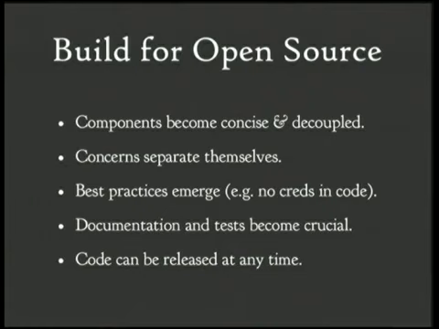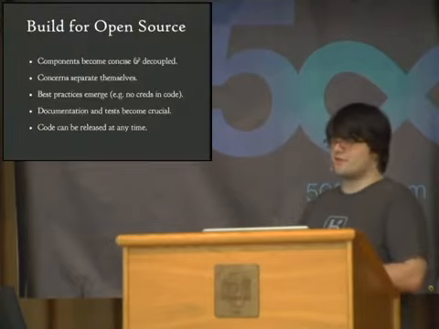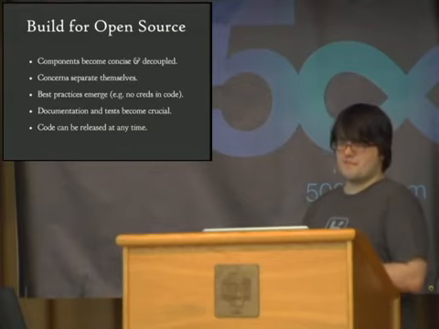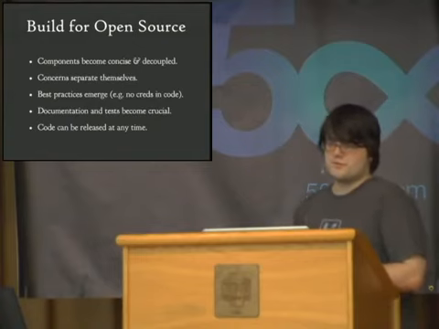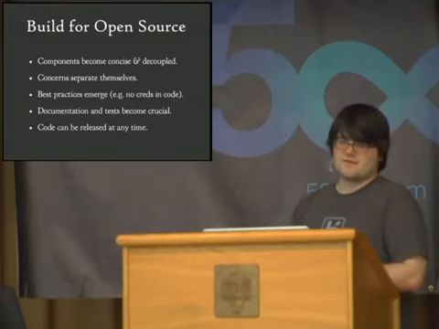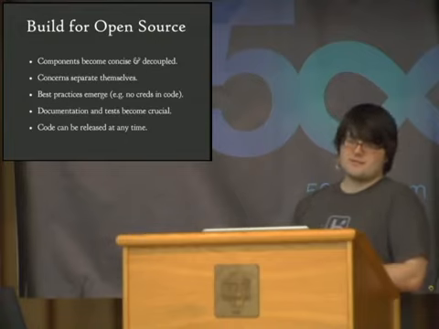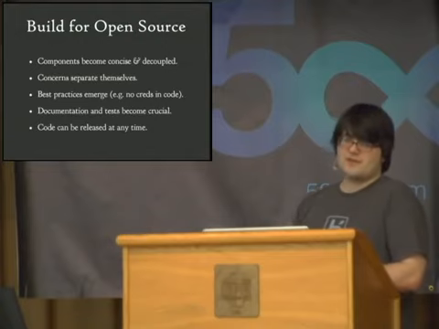You have different components that become really concise and decoupled from one another. Oftentimes, you have really big code bases that, when they're internal and undocumented, start calling each other directly and are very tightly coupled. If you treat everything as if it's an open source project, a lot of these things just magically disappear, because an open source project is only as valuable as the documentation that you provide. If it didn't have any documentation, no one would be using it. And I think the same applies for internal code.